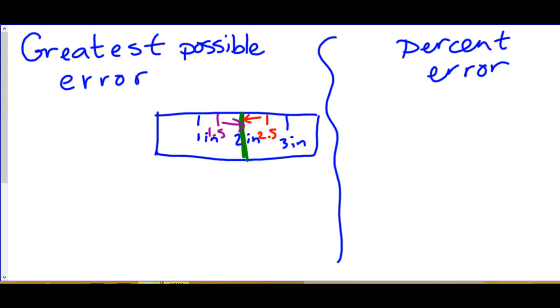So the total distance of this error, if we're going from 1.5 to 2.5, that's 1 inch of error. But we only want part of that. We want just the halfway, because we could go halfway up or we could go halfway down. So the greatest possible error for just plain old inches would be 0.5 inches, because adding 0.5 to 2 would take us up to 2.5, and subtracting it would take us down to 1.5.